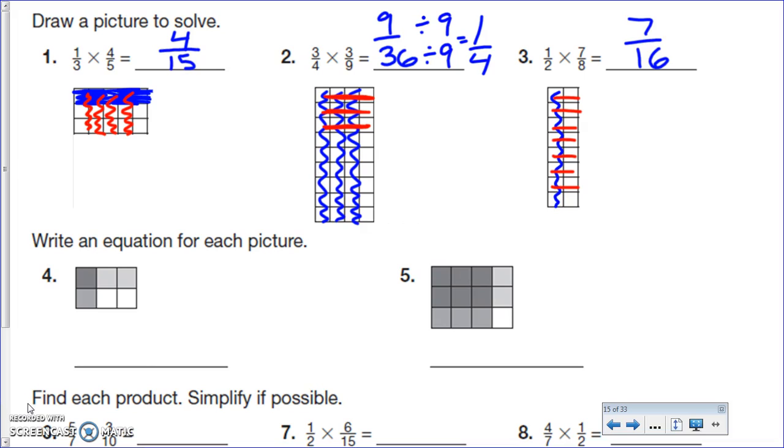For 4 and 5, it wants us to write the equation for each picture. So remember, one of our fractions always deals with the rows and the other deals with the columns. So for 4, we have 1 out of 2 rows shaded in, so 1/2 is one of our fractions.